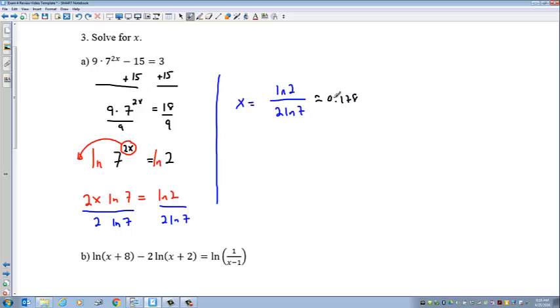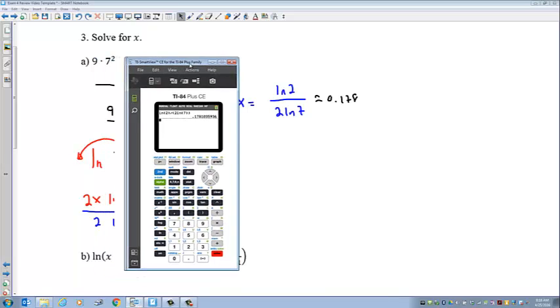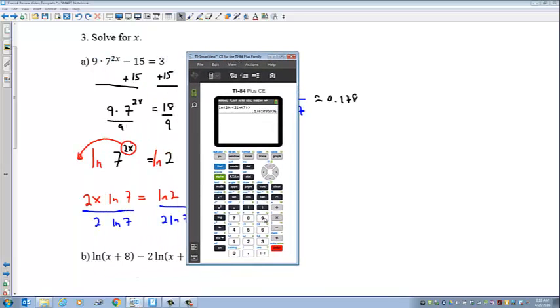0.178 is our answer. Remember, you can check your answer by simply plugging this back into the problem. So you can do 9 times 7 raised to the 2 times second answer, and then hit down minus 15. If you get out 3, we know we did it right. If you didn't, then we may have made a mistake somewhere, and you may need to go back and find it. But remember, don't erase your work on the exam, because I can give you partial credit.